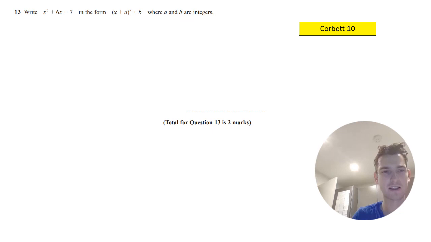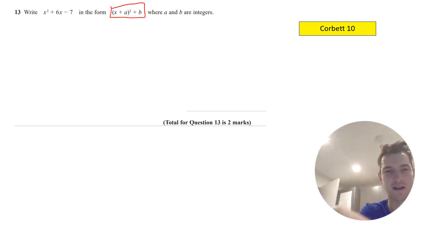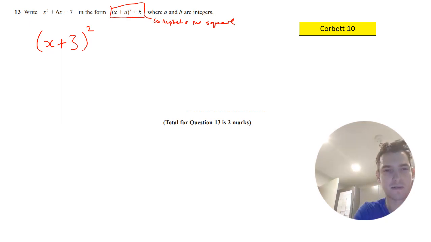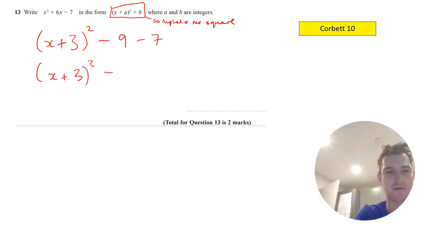Question 30. Write x squared plus 6x minus 7 in the form (x plus a) all squared plus b. So I know when I see this written, that means I need to complete the square. We did this fairly recently. What am I going to do? Well, I'm going to do (x plus 3), because 3 is half of 6. And I need to do minus 3 squared, which is 9. Also minus the 7. So I get (x plus 3) squared minus 16. And that is my answer. Fairly straightforward question if you remember how to complete the square.